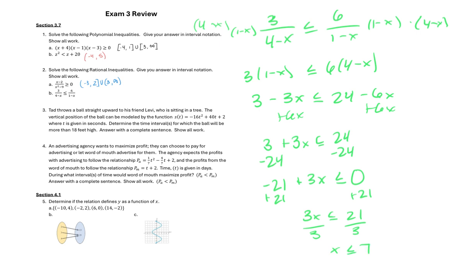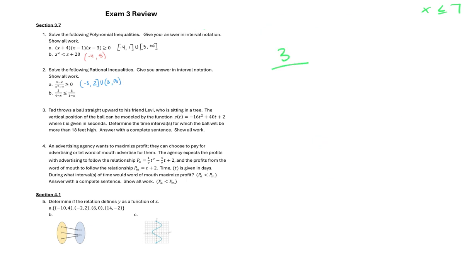Okay, so like last time, we need to hold on to this. Put it up there. And then we'll be able to see what we're looking at. So we're going to take this, put it up here in the corner, and save it for later. Okay. So looking back, we have 3 over 4 minus x less than or equal to 6 over 1 minus x.